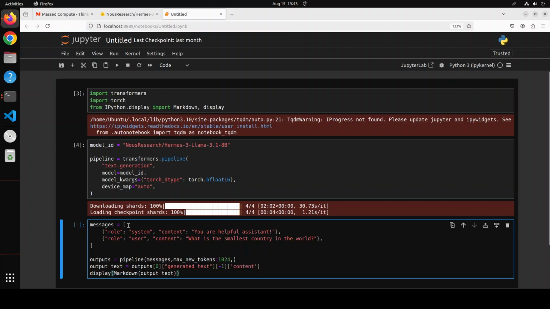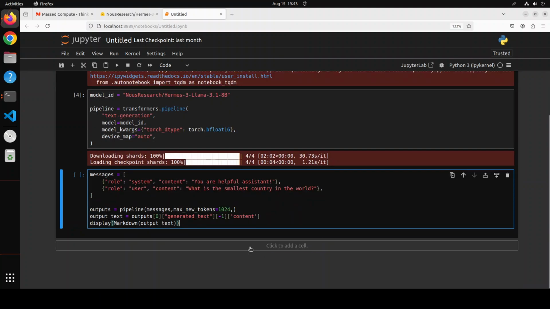Next up, let's try to get the inference done. You see that here I am just specifying a chat template, which is ChatML, and then we are piping it through the pipeline to get the output from the model. And for starters, I'm just going to go with a small question: what is the smallest country in the world?